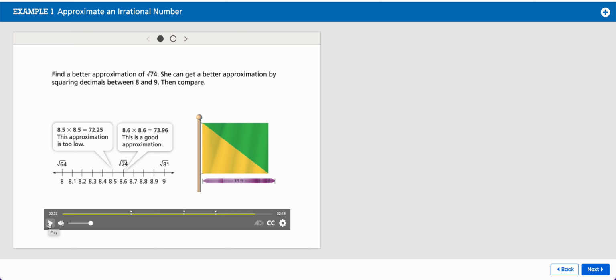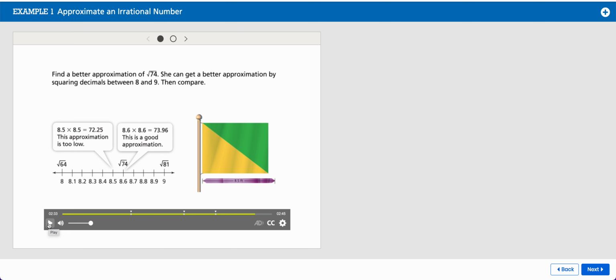Here's my problem with this method. What did she do to square 8.5 and 8.6? Do you think she did that by hand, or did you think she used a calculator? Probably by hand. I'm using a calculator on those. And if you're gonna use a calculator anyway, why are you using the calculator to do that, rather than just using a calculator to hit the square root button? Putting in 74 and hitting the square root button is harder than doing this.